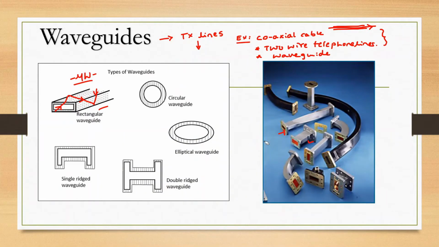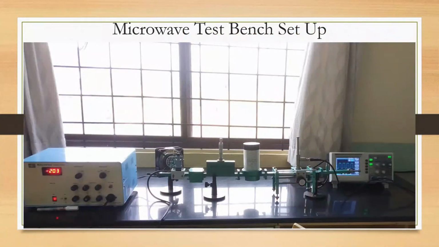One is to help the propagation or interfacing between the transmitter and antenna to receiver. Another is interfacing between different components. Okay, this is about waveguides. So now we'll come to our actual setup. This is the microwave test bench. As I already said, using this setup, we are going to measure different parameters of the microwave signals.